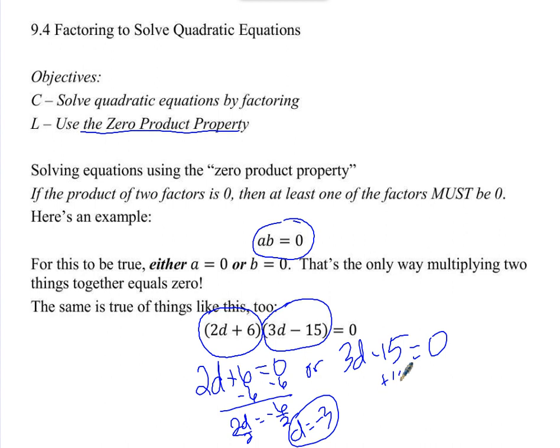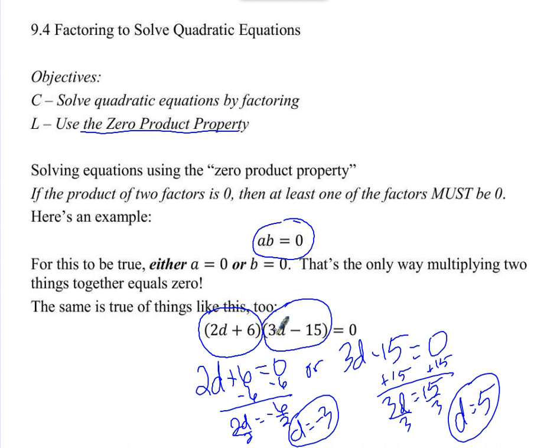If I add 15 to both sides here, then I have 3d equals 15. Divide both sides by 3. And we have d equals 5. That's a second solution. Now check to make sure that you're right. Take the negative 3 and plug it in up here. 2 times negative 3 is what? Negative 6. Negative 6 plus 6 is 0.